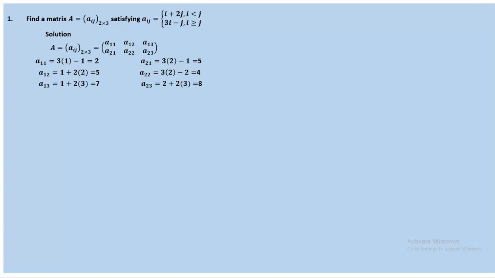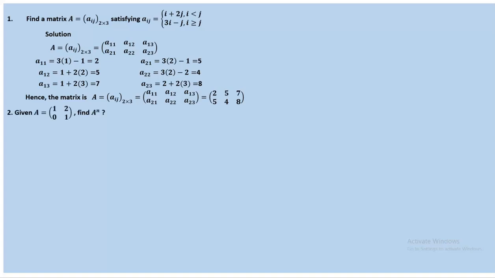So every entry is now obtained for this matrix A. Your matrix A is going to have these entries. When you read this in rows: 2, 5, 7; 5, 4, 8. This is how the given matrix is constructed.